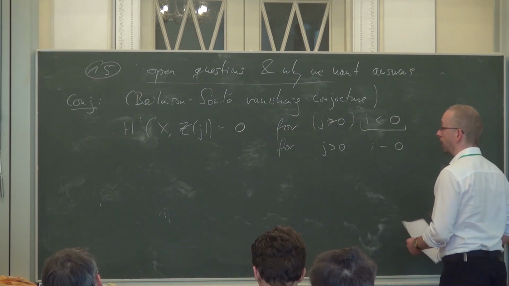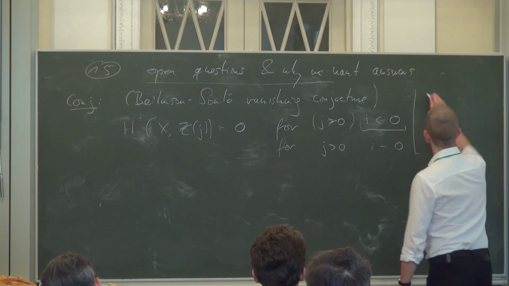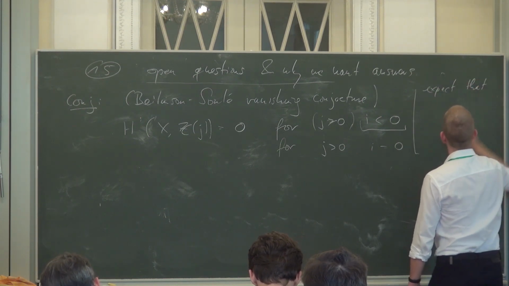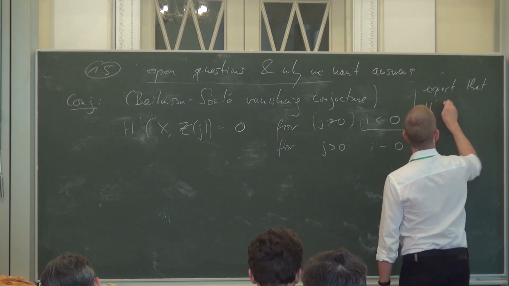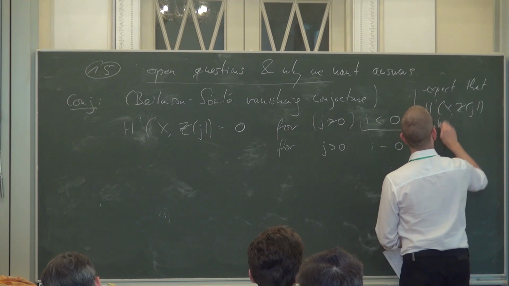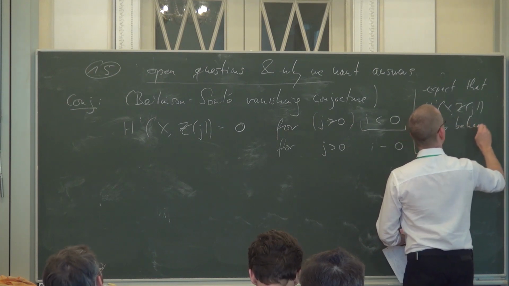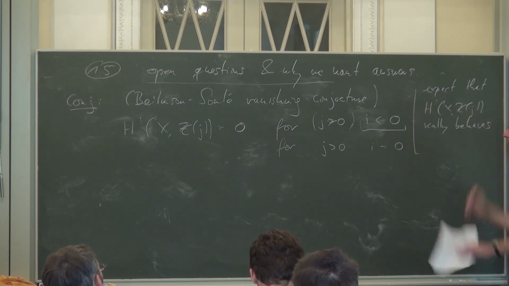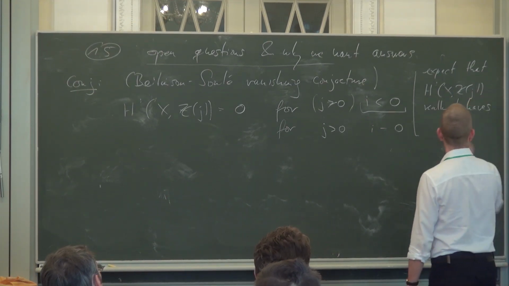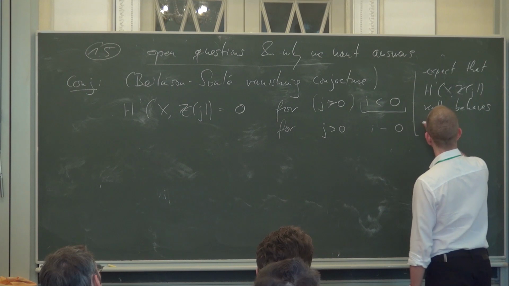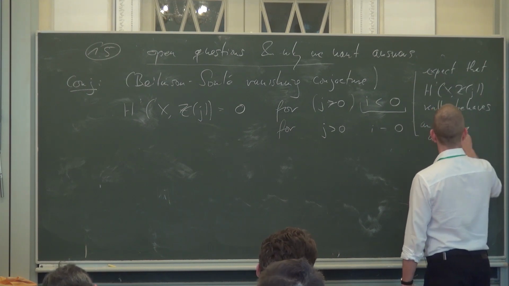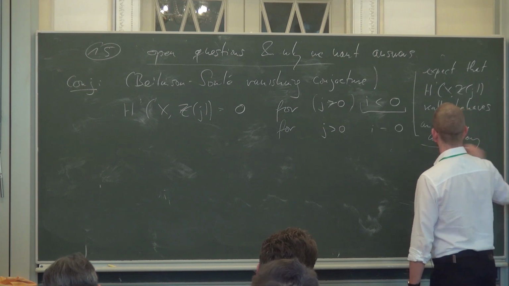Right, so maybe informally, this is the reason for formulating it. You expect that this H^I of X(J) really behaves like an ordinary cohomology theory.